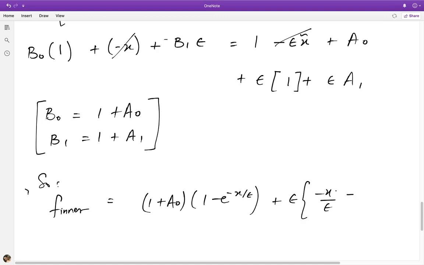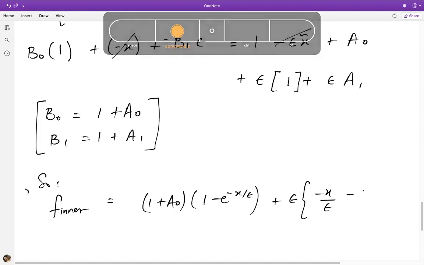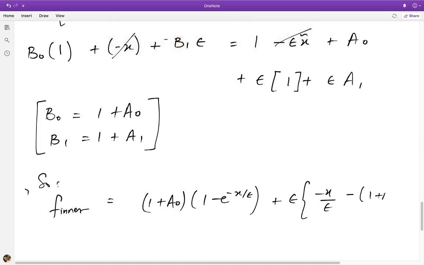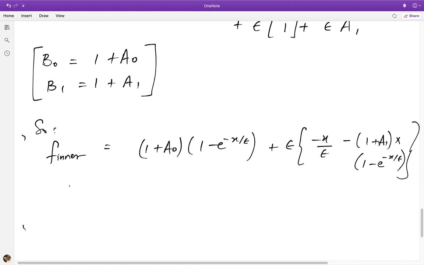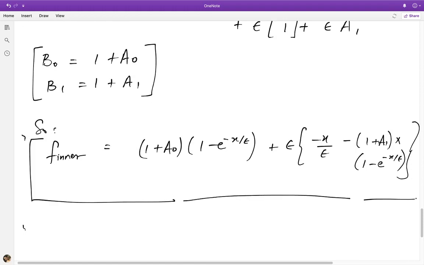So this actually is a 0th order term, you can see, if we multiply throughout by x. Sorry, minus 1 plus a1 times 1 minus e to the minus x by epsilon. Okay, that looks good. So we now have our boundary layer solution entirely determined and well matched with the outer solution.